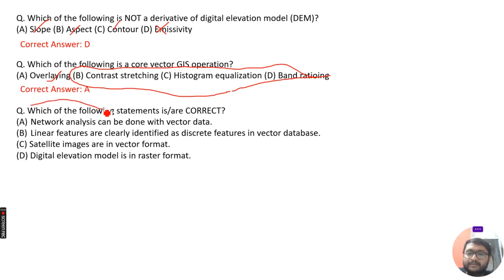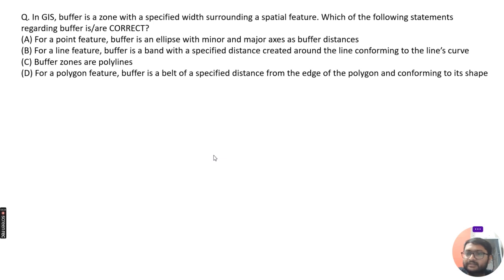And which of the following statements is or are correct? We'll go one by one. Is the first one correct or not? Correct. Yes. If we say network, it means it's vector data only. So that one is correct. The second one is also correct. C is not correct, because they are in raster format. D is correct. Yeah, so it's pretty clear.